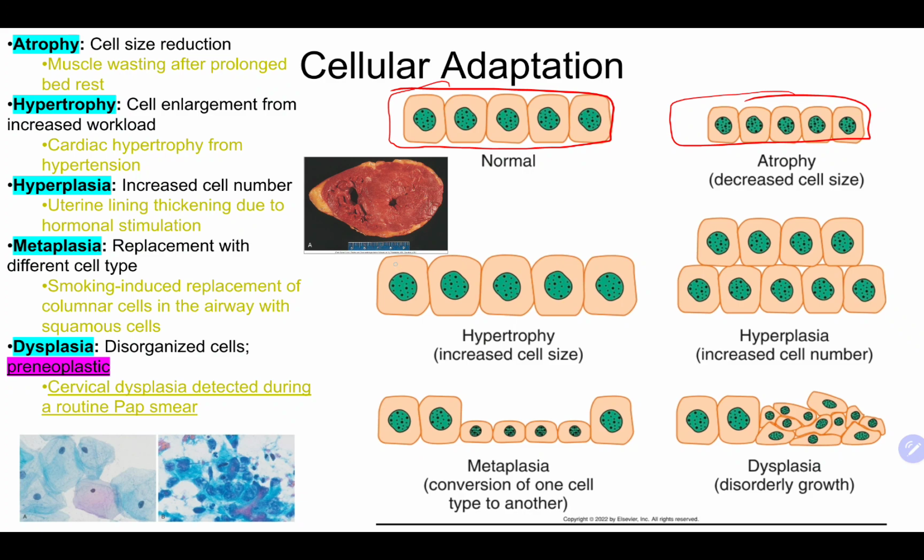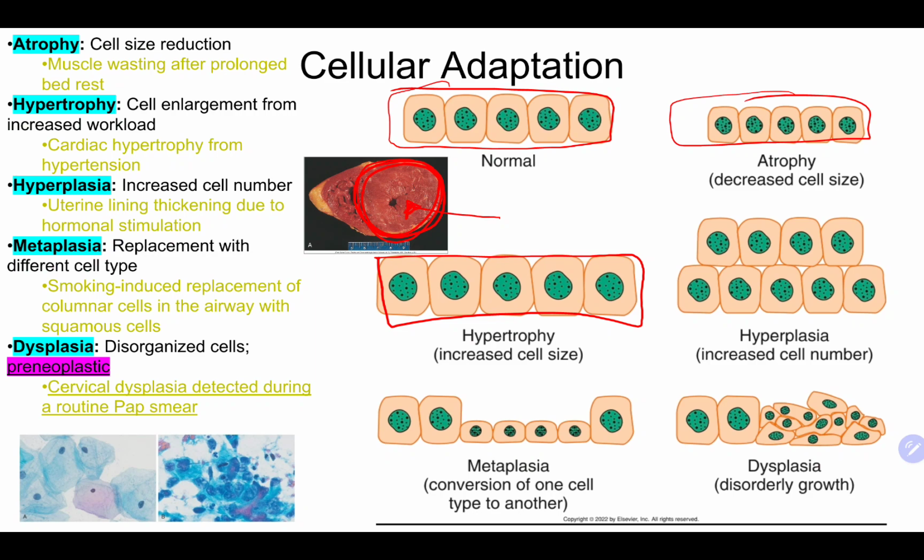When we look at hypertrophy, hypertrophy is where you have an increase in cell size. So that cell gets larger due to increased workload on it. Here we have cardiac hypertrophy from hypertension. You can look at this left ventricle right there. Look at how large that left ventricle is. And I should have put a regular picture of the left ventricle. It's not that big.